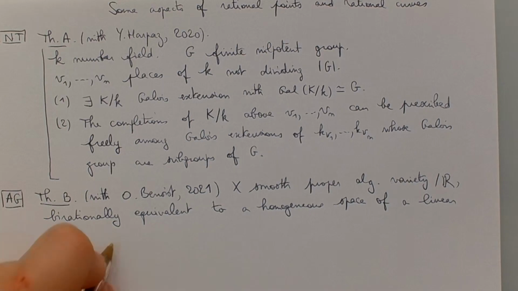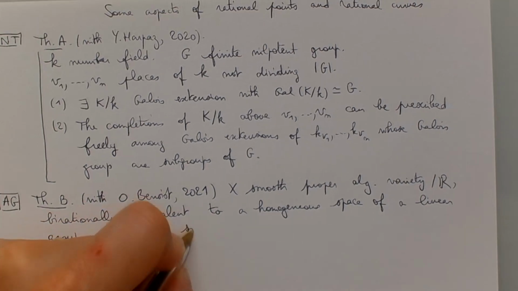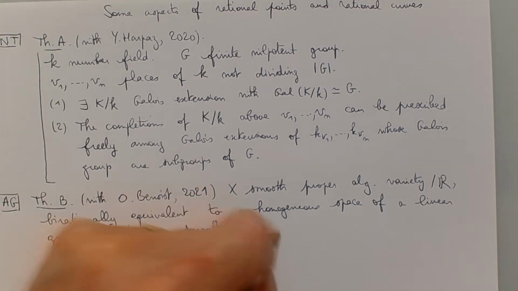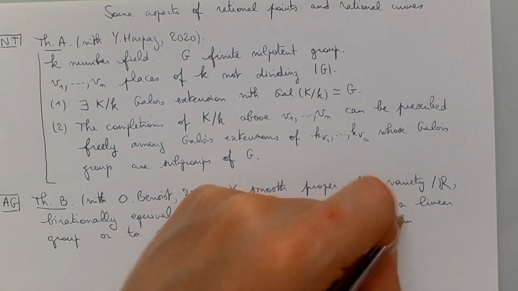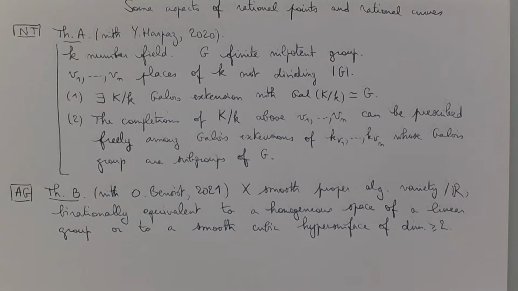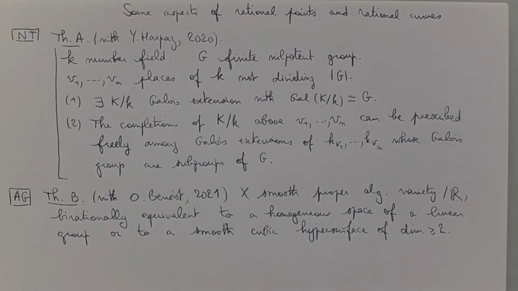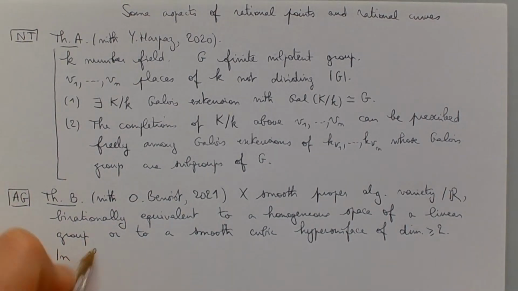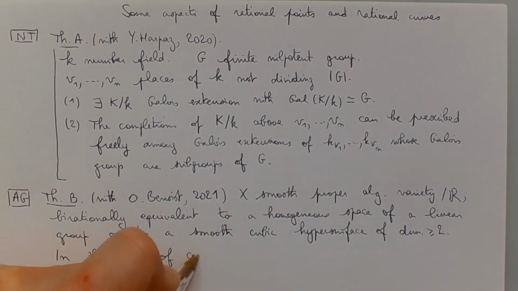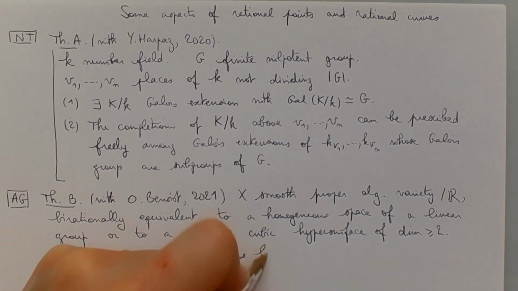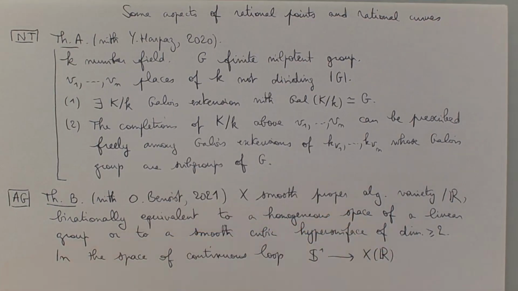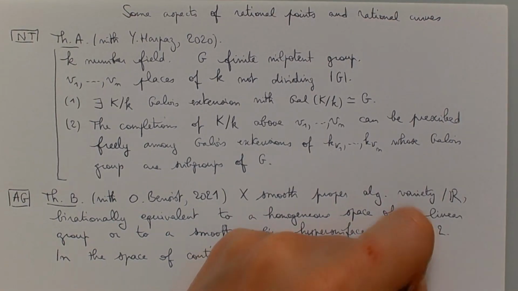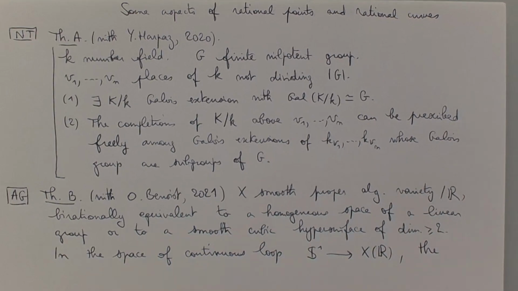over R, of course, or let's say to a smooth cubic hypersurface of dimension at least 2, so defined by one equation of degree 3 in a projective space. Okay, so these are the varieties that we're considering. And what we're doing is we're looking at continuous loops in the real locus, so in the space of continuous loops. What is this? It's a continuous map from the circle to the real locus of X. So in the space of continuous loops, the statement is we can approximate any continuous loop by a rational algebraic one.